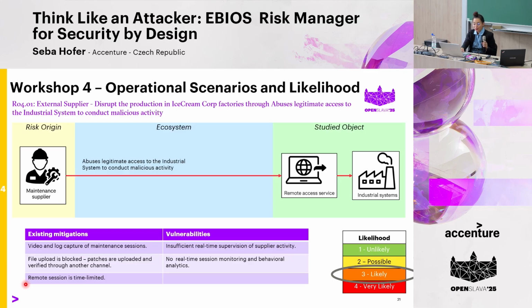The third mitigation is that the remote session is time limited. Every time they have only, let's say, 30 minutes or 60 minutes, and then it stops. That prevents them from having too much time to think about trying everything to commit a bad action. But the other vulnerability is that there's no real-time session monitoring to try to catch any abnormal activity. So for this scenario, we're going to put it at likely.